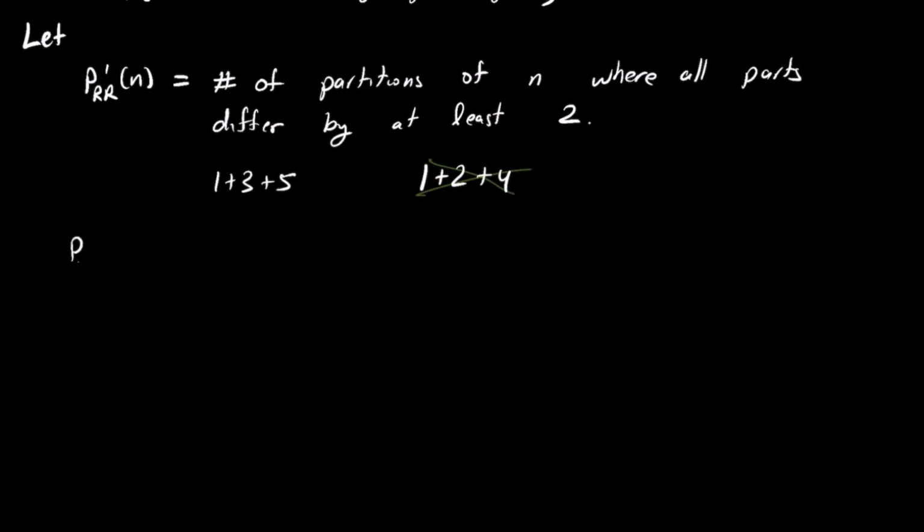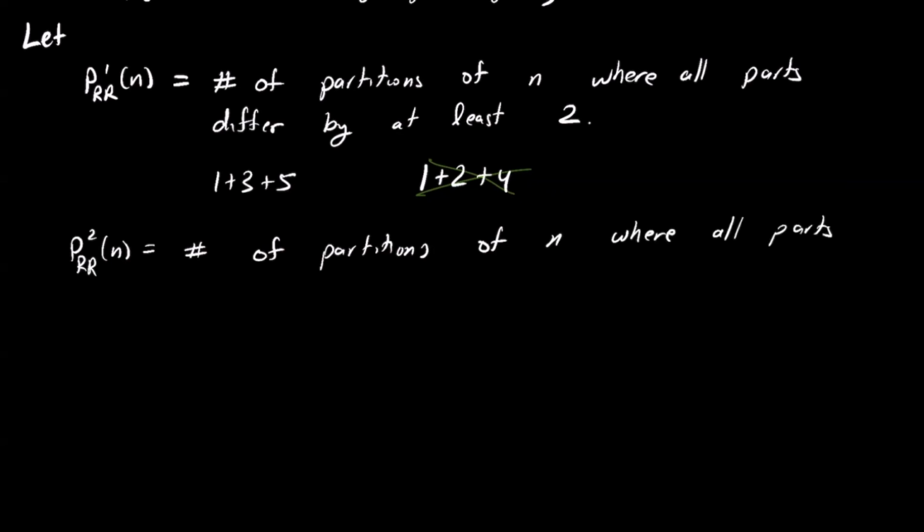Similarly, we can define PRR2 of n. So this has the same condition. So the number of partitions of n where all parts differ by at least 2. So this has the same condition, but we're going to introduce one more restriction. I'll say and all parts are greater than 1. So we're not allowed to use ones as our parts. We have to use 2s, 3s, 4s, 5s, so on and so forth. We're not allowed to start with a 1.